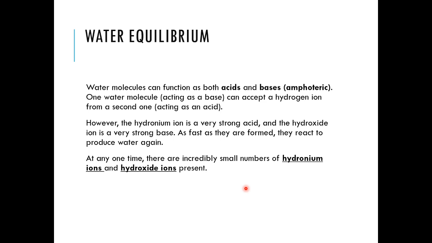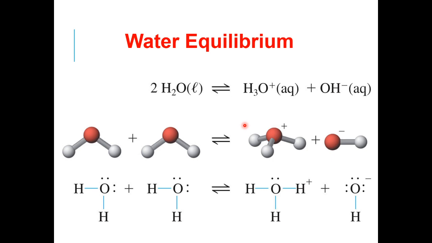Well, it has aspects of both. Here's the reaction. Two water molecules react. One acts as the proton acceptor, one acts as the proton donor. We get the hydronium ion formed and the hydroxide ion formed. This water molecule is acting as the base. This water molecule is acting as the acid. You get the hydronium ion and hydroxide ion formed.